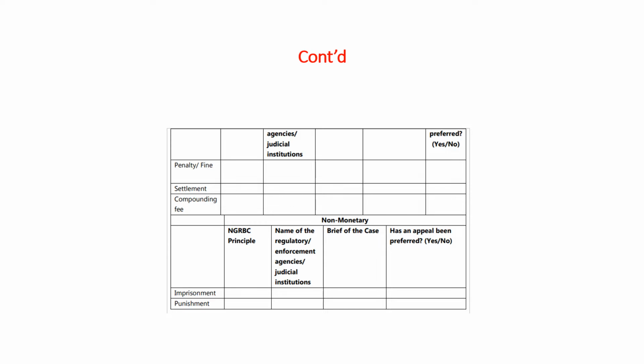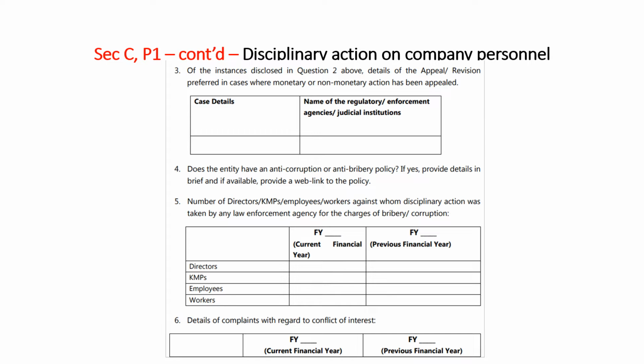Next, you will see in this part of the format disciplinary action on company personnel, meaning the number of instances disclosed in question 2, whether any appeal or revision has been done, and whether the entity has an anti-corruption or anti-bribery policy. If yes, provide details in brief, and the number of directors, management personnel, employees and workers against whom disciplinary action was taken by a law enforcement agency for charges of bribery and corruption. This is about bribery and corruption. Details have to be given here. And serial number 6 is about conflict of interest.